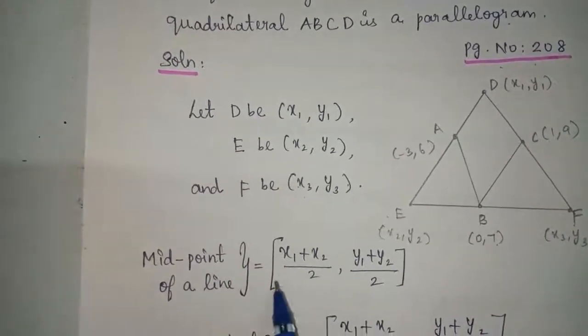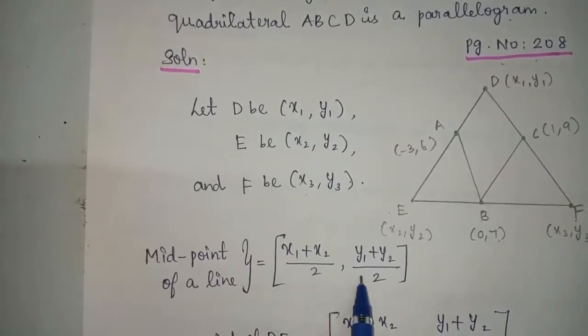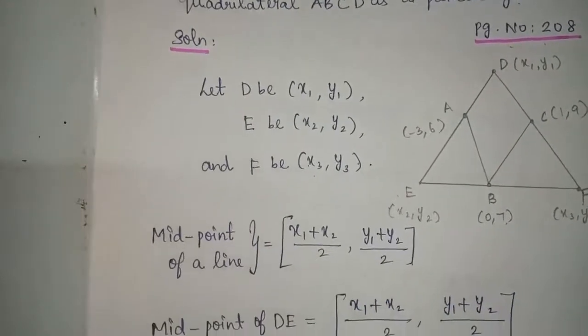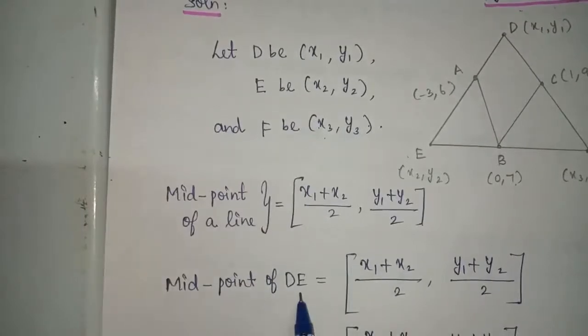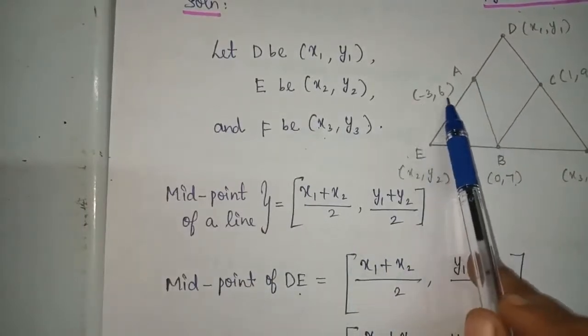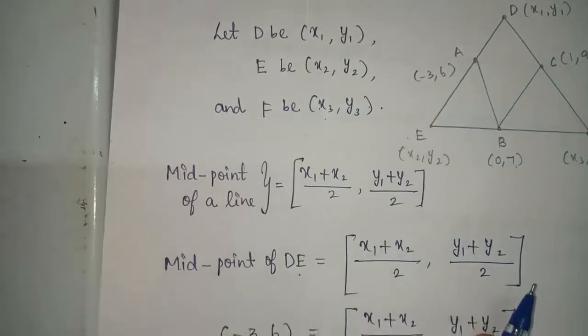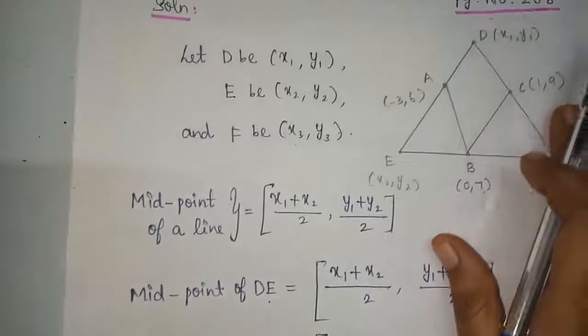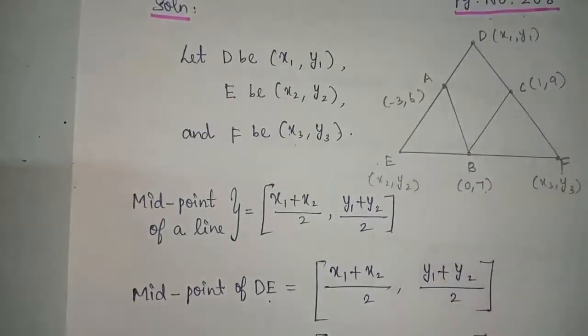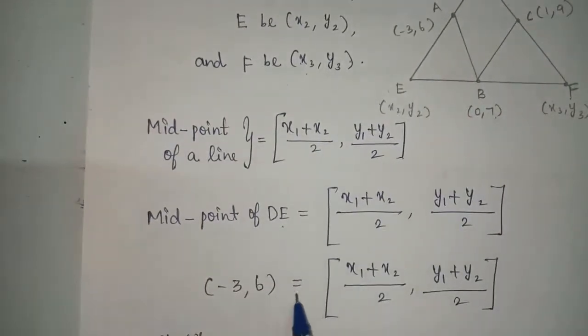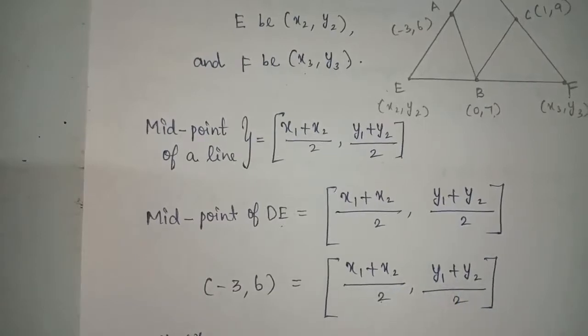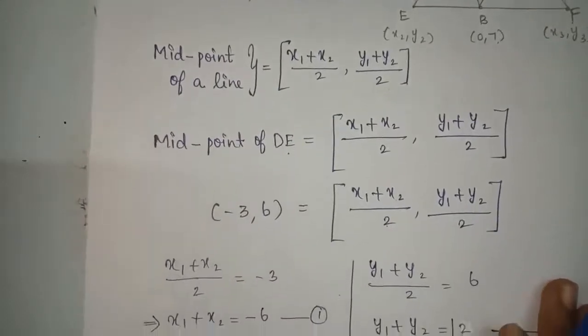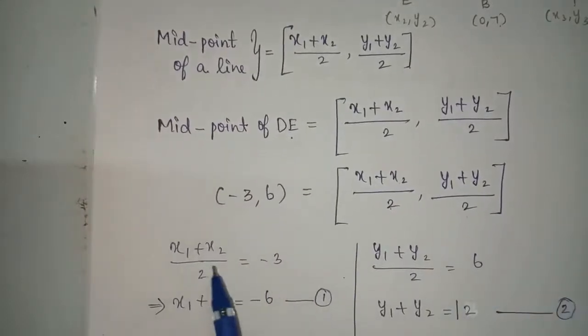So the midpoint of a line is equal to ((x1 plus x2) by 2, (y1 plus y2) by 2). First, we are taking the midpoint of DE. So the midpoint of DE is (-3, 6). This is the formula, where D is (x1, y1) and E is (x2, y2). So (-3, 6) is equal to ((x1 plus x2) by 2, (y1 plus y2) by 2). Equating the x and y coordinates, we get equations 1 and 2. That is, (x1 plus x2) by 2 is equal to -3.